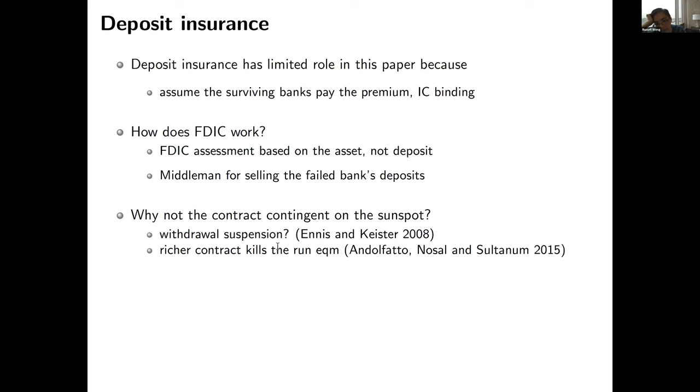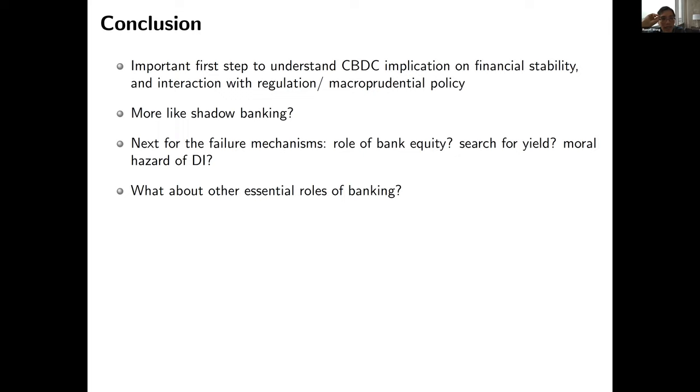So let me conclude, maybe in the last minute. I think it's a super nice paper for understanding the CBDC implications for financial stability, and what we should say about the interaction between regulation, like Basel III, and macroprudential policy. In the United States, we don't have the countercyclical buffer. Maybe it's something good, like the Steve exercise.